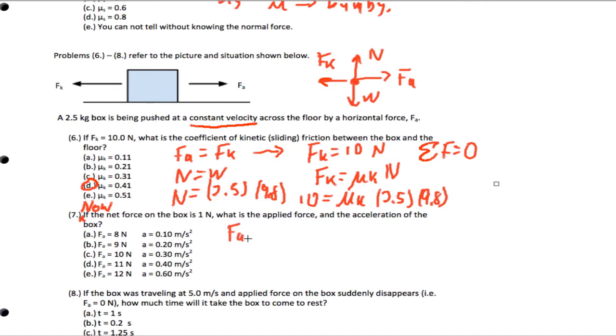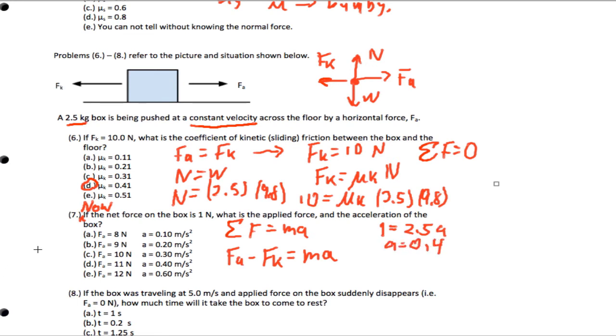So what that means is we have the applied force, the kinetic friction going backwards, and the effect is that the mass accelerates. Now to get the net force, that's going to be this left-hand side here. So I suppose I could move this down and just kind of remind myself that this is the net force equals ma, and I expand that out as Fa minus Fk. So we have 1 equals 2.5, the mass that I'm getting from here, times a. And so a is going to be 0.4. Now that's the only choice that we have here, 0.4 meters per second squared.